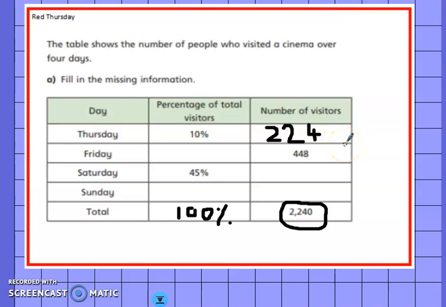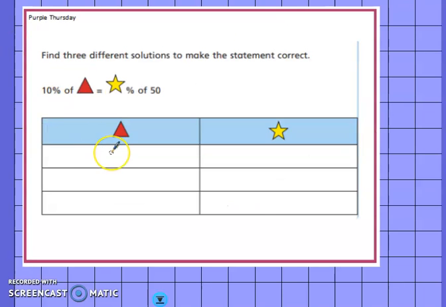For the next part, I want you to look at the relationship between this and this. So 224, if I times that by 2, I will get 448. So I would do the same here. I'd do 10% times 2 to get 20%. Now it's a case of working out the different parts of the boxes in the table. So really challenge yourself to see if you can work that out.